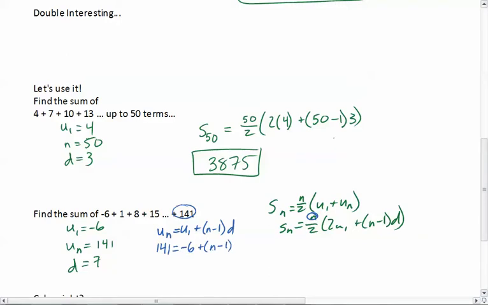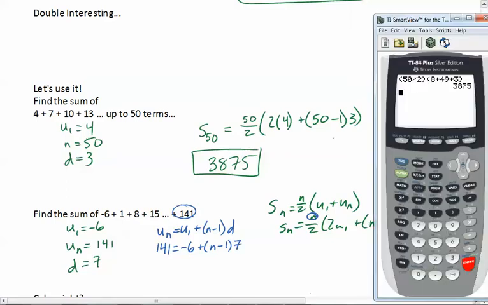N's the thing I'm looking for. What number term is this 141? And then times d, which I know. And so from there, you can solve for n. We're going to add the 6, so that'll be 147. So I've got 147 now equals (n minus 1) times 7. We'll divide by 7. And then we will add 1.